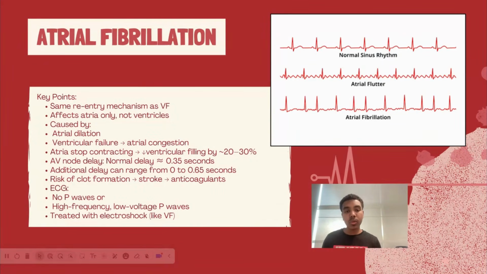Alright, now, atrial fibrillation is the same re-entry mechanism as ventricular fibrillation. It affects atria only, not the ventricles. It is caused by atrial dilation. We've spoken about dilation before. Ventricular failure causes atrial congestion, right? Now, what is that exactly?